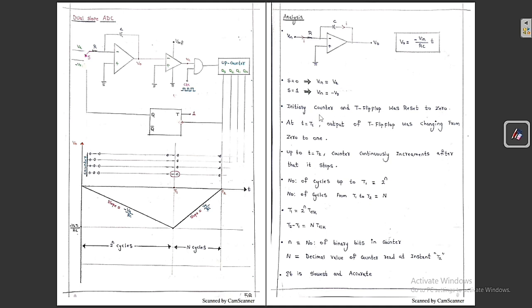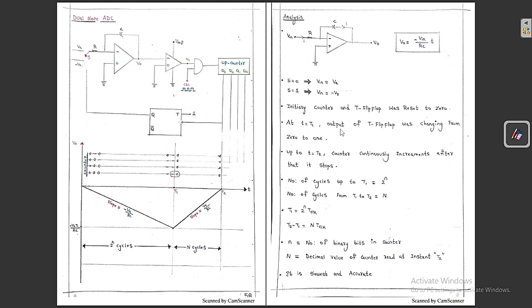I have already told you, initially the counter and the T flip-flop were reset to 0 means this value is 0, 0, 0, 0, and this is also 0. So initially we are going to make the counter as well as the T flip-flop at 0, means this P is equal to 0, this count is also 0. So whenever P is equal to 0 means X is equal to 0 means the input is equal to VA.